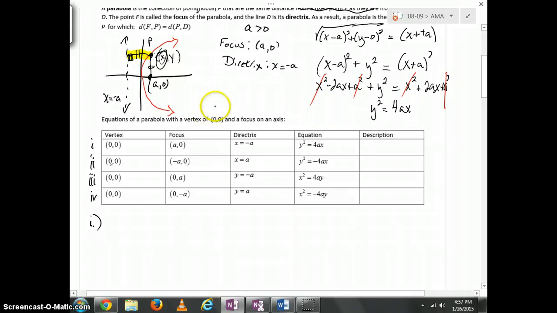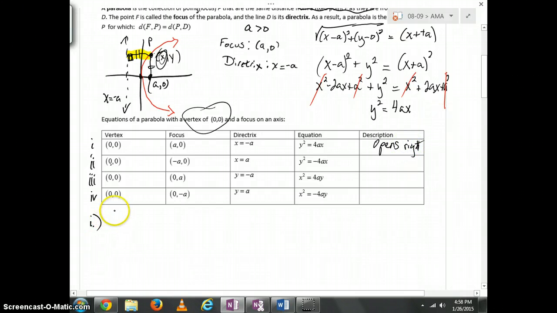You can see in this table that we have right here, if our vertex is going to be at (0, 0), and if we have a focus on the x-axis or on the y-axis, we're going to be able to come up with these very simple equations for a parabola. You're going to see that we just did number 1 here. We had a focus at (a, 0). We have a directrix at x equals negative a. Our vertex is going to be right here at (0, 0). And this very simply would be opens right.